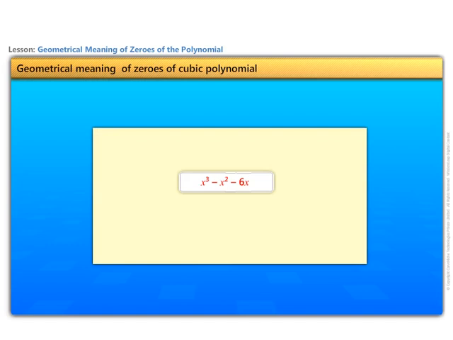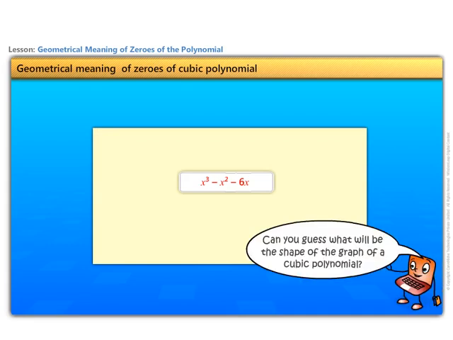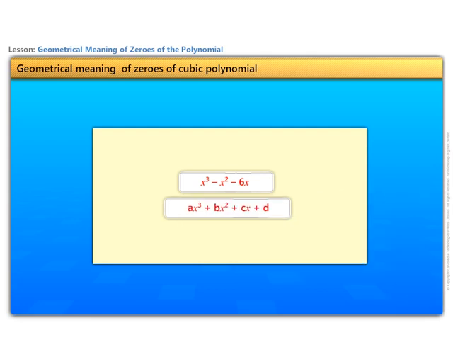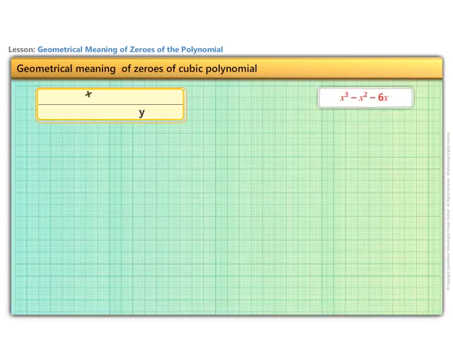Now, let us consider a cubic polynomial x cubed minus x squared minus 6x. Can you guess what will be the shape of the graph of a cubic polynomial? A cubic polynomial is of the form ax cubed plus bx squared plus cx plus d, and since the degree is 3, it will cut the x-axis at 3 points.